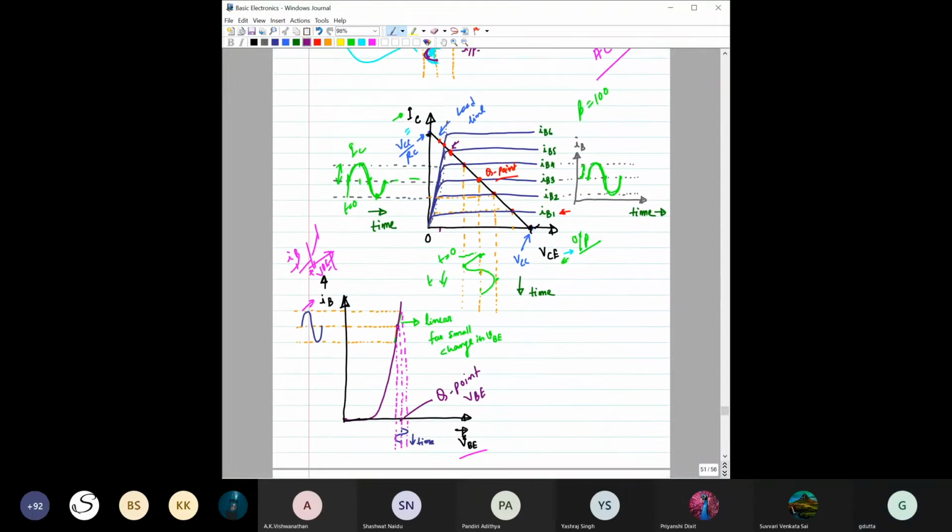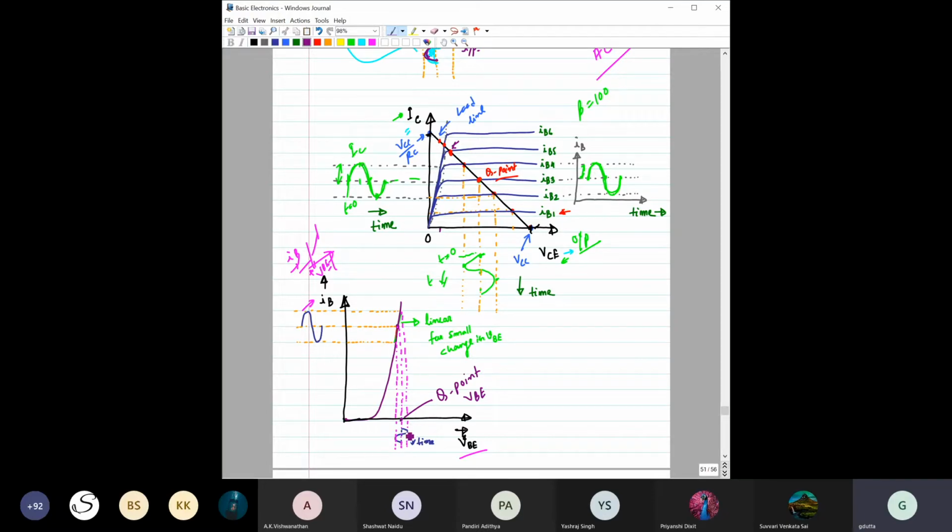Now you see, if you are changing this input, means VB, you are changing it like this, then the output will change. From this figure, you can see this output will change like this. It is very easy to understand: you do a small change in input, then the output will also change. But how will the output change?